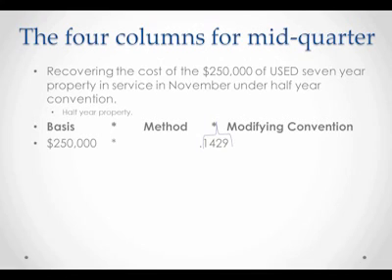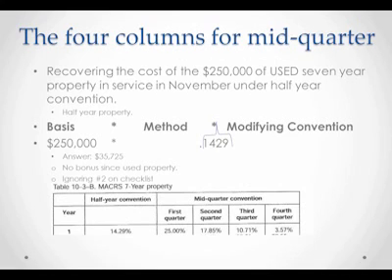And here we go, 250,000 times 14.29. There's our math, no bonus, ignoring number 2. Here is our 7-year table, and here's where the 14.29 is coming from. So make sure you own your tables, and your math will be a whole lot easier.